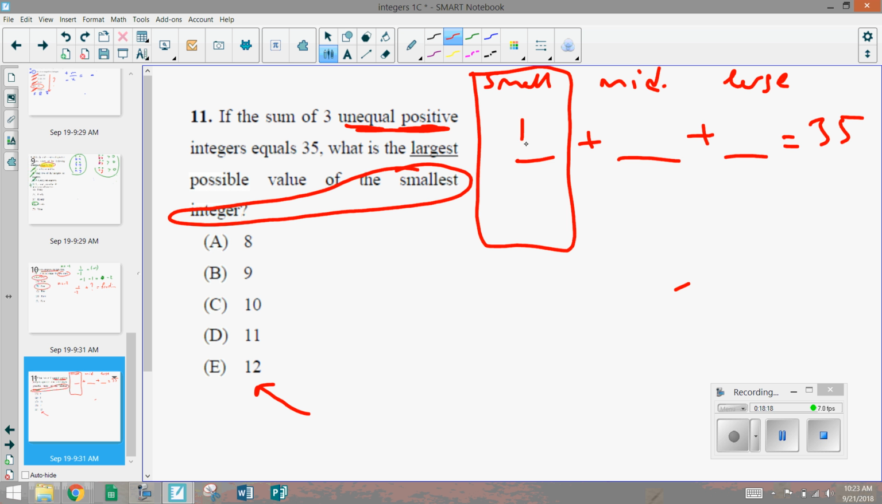Let's say it's 12. If it is smaller, this one is supposed to be bigger, like 13. Let me check the details. Unequal positive integers. Okay, 13 is not equal to 12, and then the next one is going to be this. No, it doesn't work. Let's add. It's going to be 39. It's exceeded. So this is too much. It's saying largest. Okay, larger, but too much.